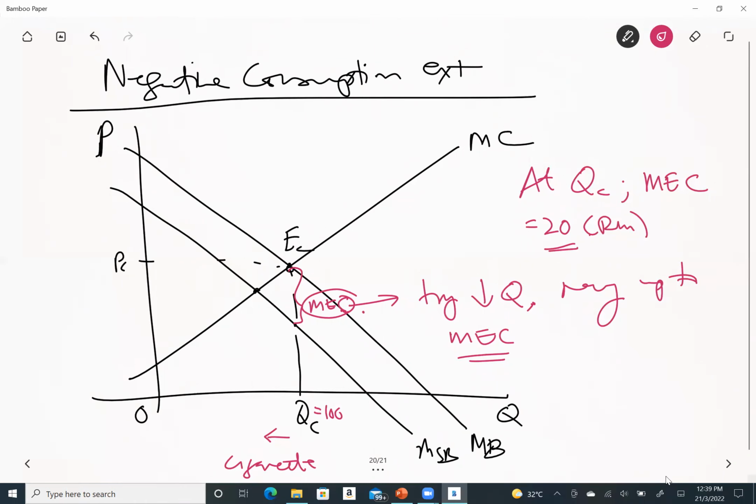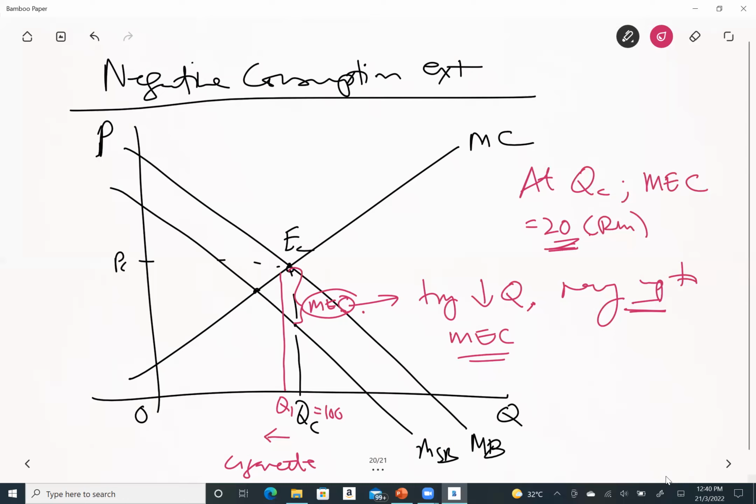Okay. How much? Maybe 80 ringgit. 20 ringgit, because you pay up to 20. So at Q equal to 100, I put here MEC 20. So you pay him 20. You ask him, okay, I pay you 20. You reduce one cigarette. So you pay him 20. He will reduce to Q1, let's say 99.